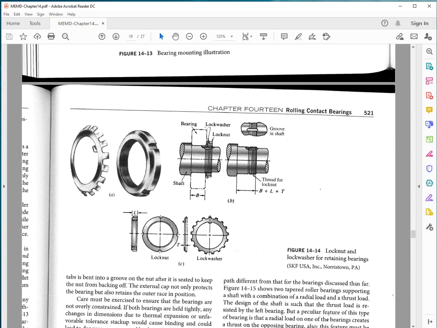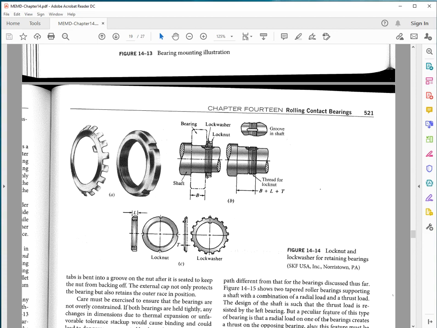For locating, so here's the bearing at the end of the shaft. Here's the shoulder. Remember the radius here. That's the catalog information. You want to have the fillet radius on the shaft to be at most the fillet radius on the inner race, and likewise for the housing you need to consider the fillet radius of the outer race. Okay, so you locate the bearing using one of these nuts.